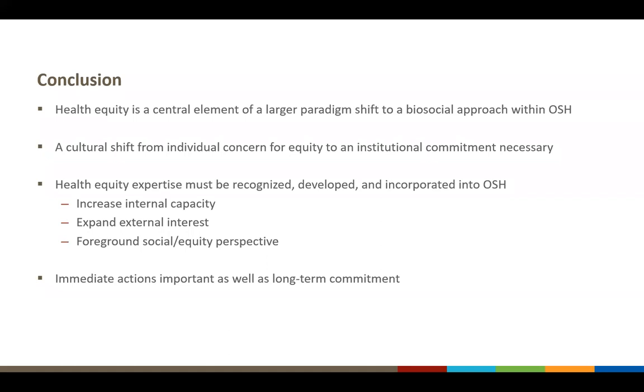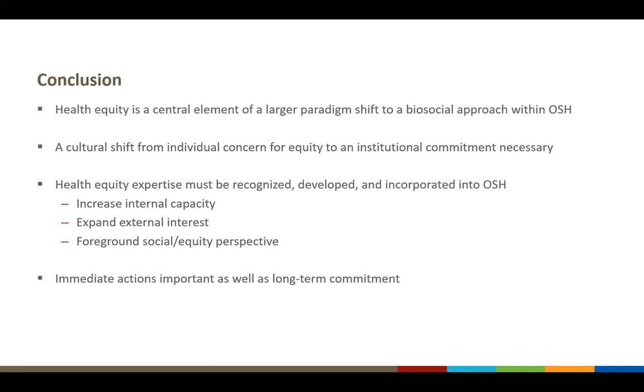And finally, when we look at health equity we need to recognize that health equity is an expertise. It's not just a good intention of wanting to do good, but there's an expertise and a vast and rich literature that's grown around this issue. And so we need to recognize, develop, and incorporate that perspective into occupational safety and health and the work that we do. We can increase our internal capacity through direct hires of bringing health equity experts and social scientists into our organizations, by training the current staff that we have, and through collaborations.